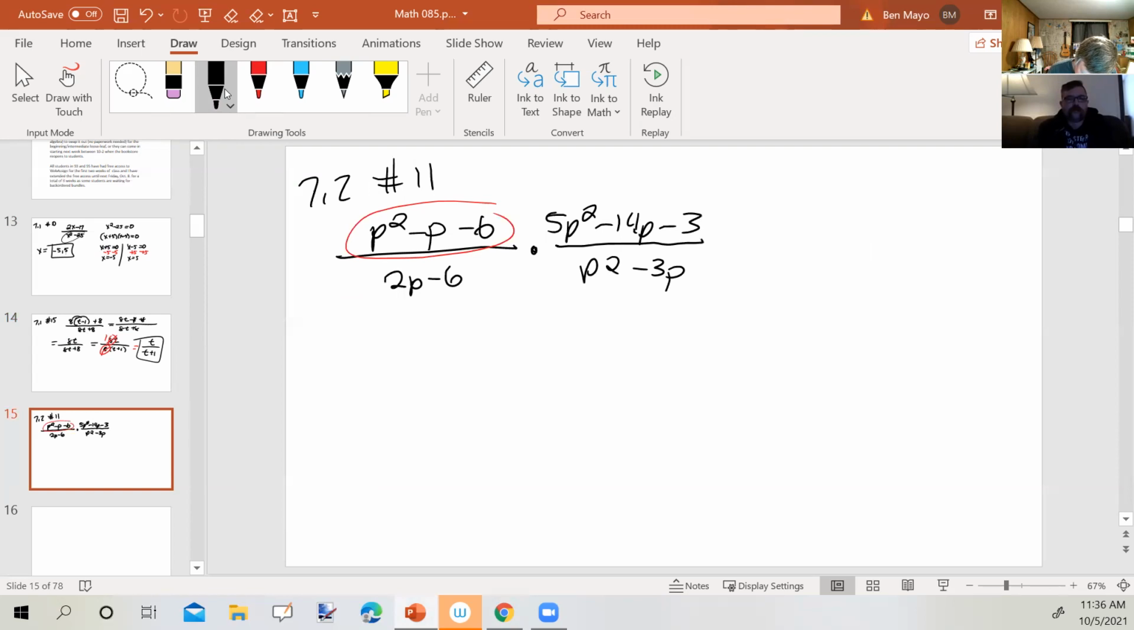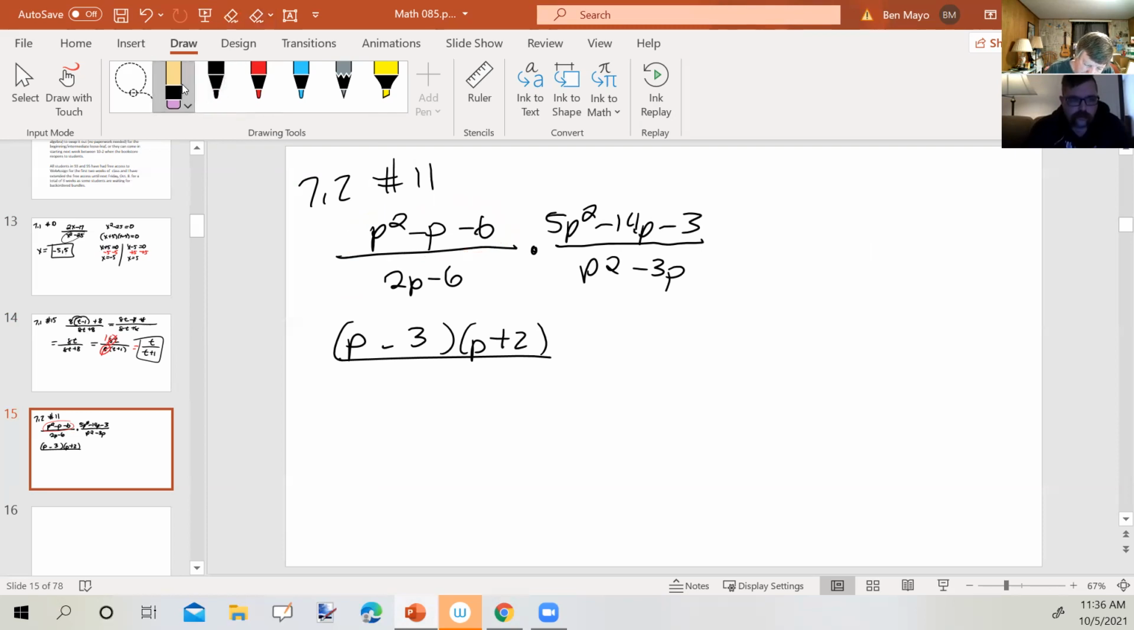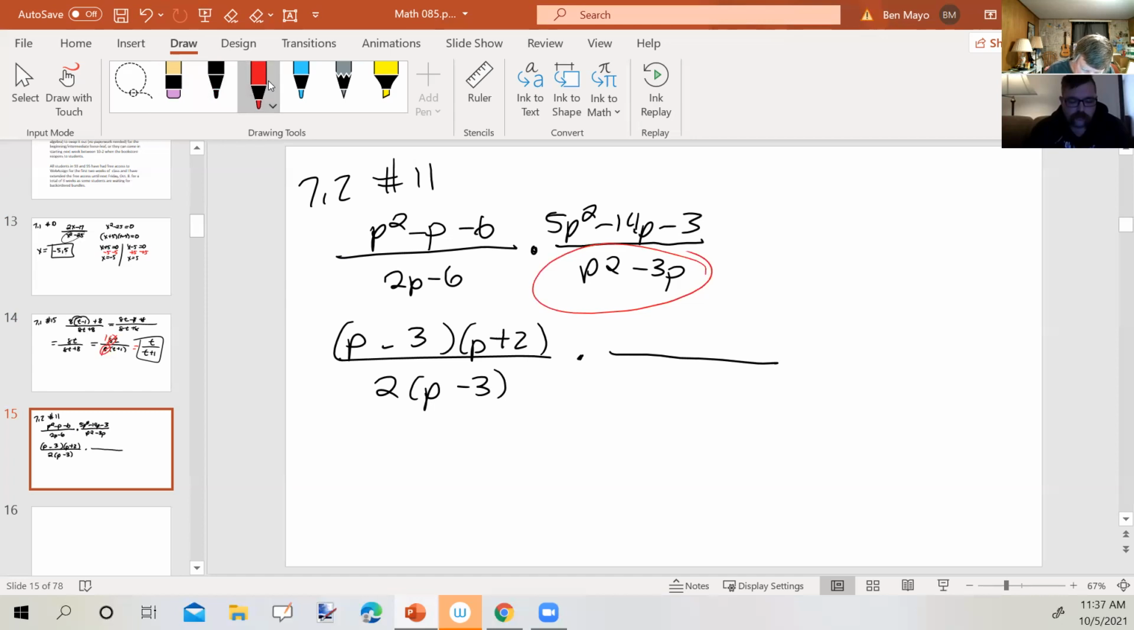This one would be P and a P. The product is -6. The sum is -1. So how about a -3 and a +2? That would give us a -1P in the middle and a -6 at the end. Okay. Then this one, we're going to take out the greatest common factor, which is a 2, leaving behind P minus 3. Okay, let's see here. I'm going to do this one next, taking out the greatest common factor, which is a P, and I have a P minus 3 left over.